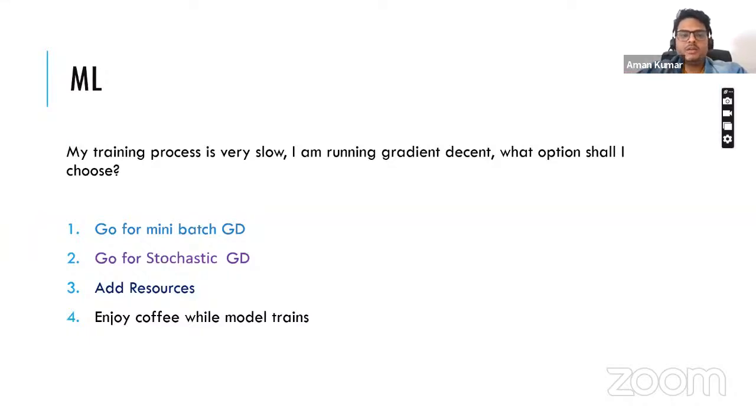So here, let's start with the first basic question on gradient descent, or let's say machine learning, or let's say model training, okay? And here I'm saying that I'm training a machine learning model, okay? And my training process is slow, okay? I'm running a gradient descent. What option shall I choose? So out of the below 4 options, which option you like and why? You have to tell me. Okay. Out of these 4 options, which options you like? Fourth option will not be appreciated much.